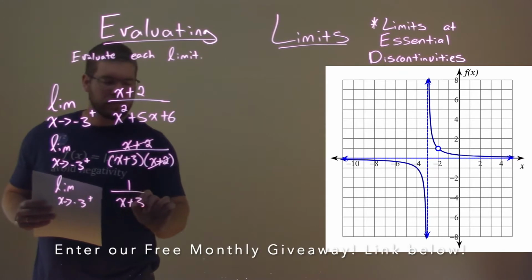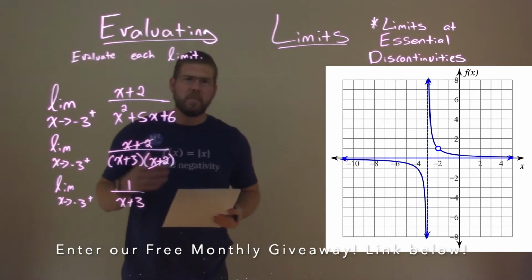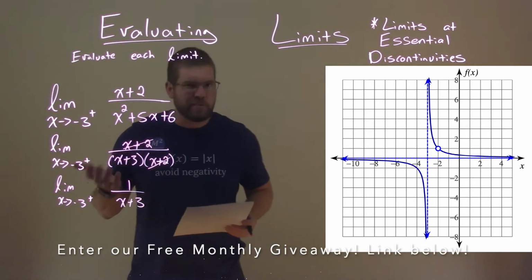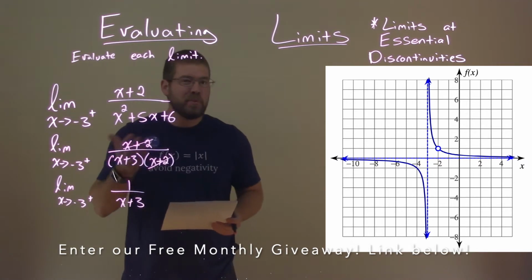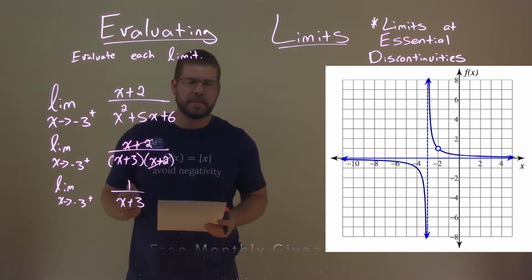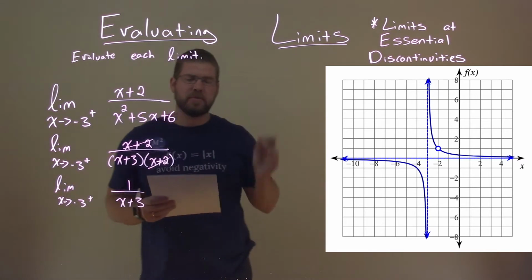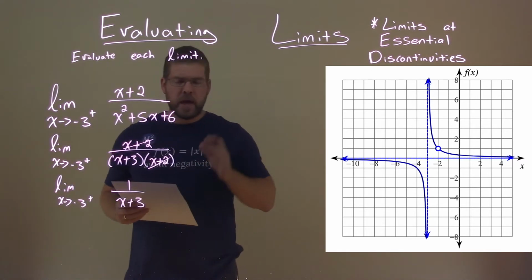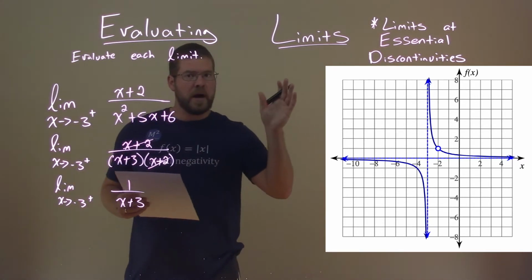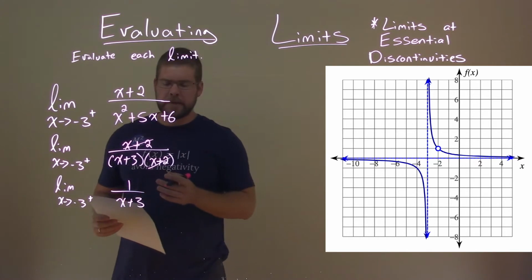x plus 3. Now we know we can't just plug directly in -3 for x. We'll be dividing by 0 here, clearly. And that's seen with the asymptote there on our graph. But how can we interpret what we see in the graph versus finding it algebraically here?